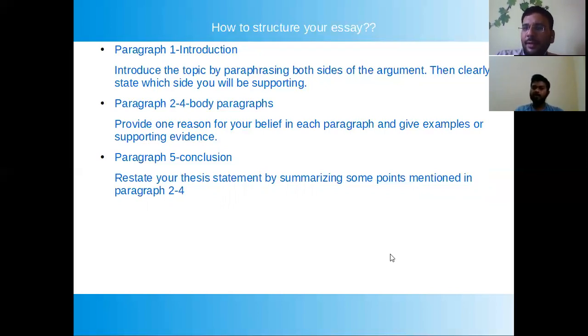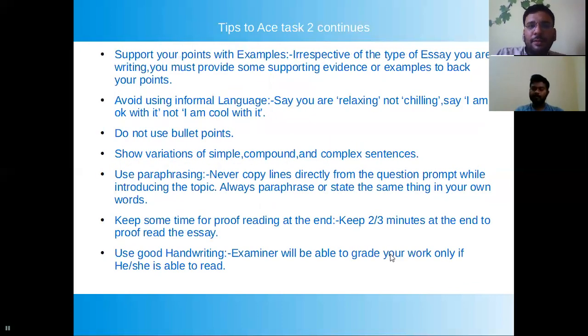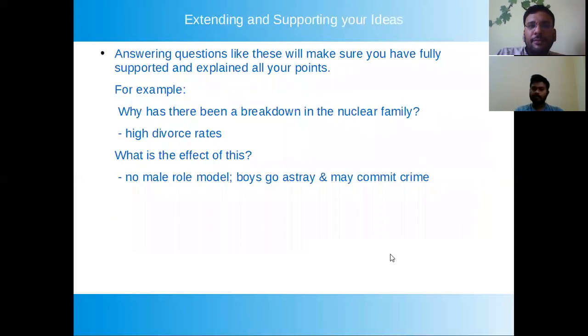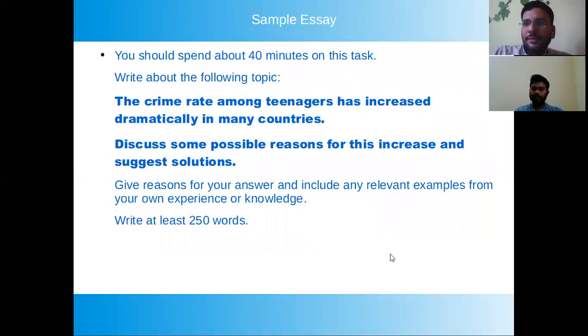And in the body paragraph, sorry. Give me an example, like. Yes. So to give you an example, if I were to look at this particular question, right? Anyways, we will be looking at one or two questions today, so you'll get a lot more clarity. So if I were to look at this question, the question says: the crime rate among teenagers has increased dramatically in many countries. Discuss some possible reasons for this increase and suggest some solutions.